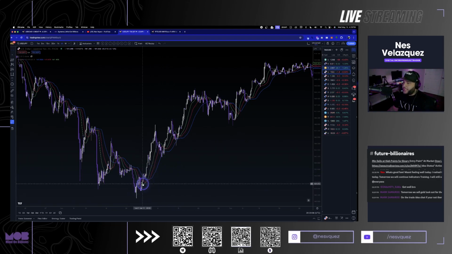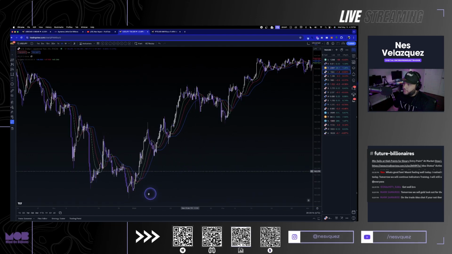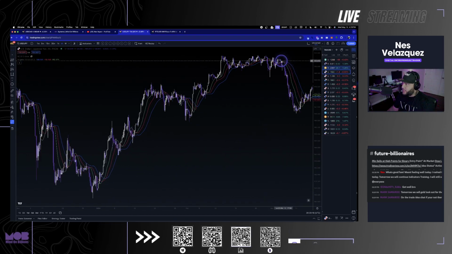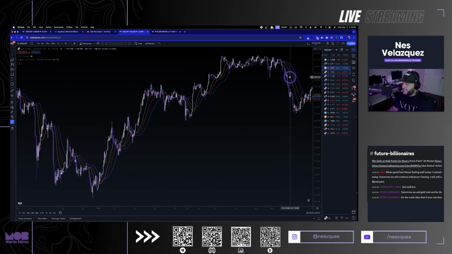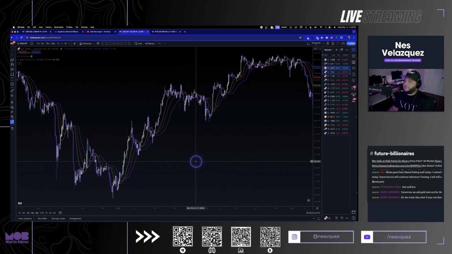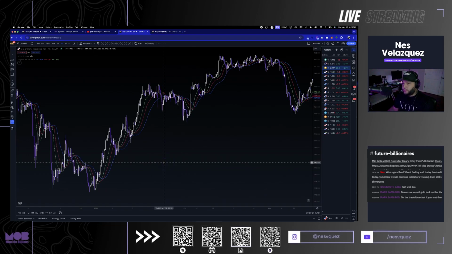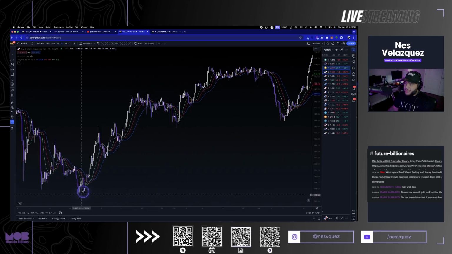So when the lips crosses up through the teeth and the jaw, that is a signal for buy. When it crosses down, that's a signal for sell. So look, the green crossing the other two, that is a signal for sell. Just to keep it real simple, I like to color code it, and I'm going to show you in a second how that works. Now, the idea is that this is best when the market is trending.